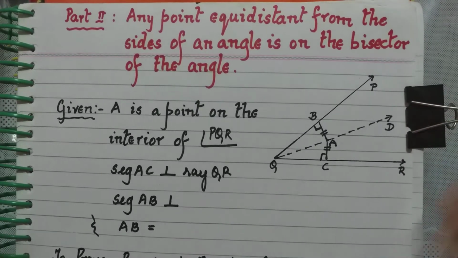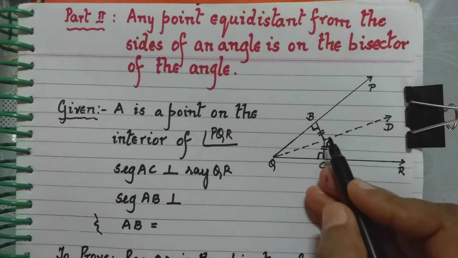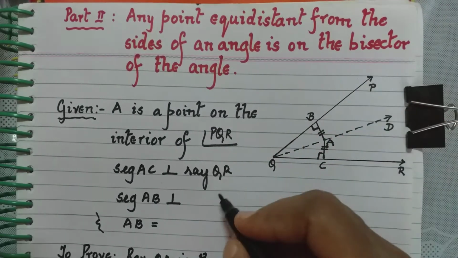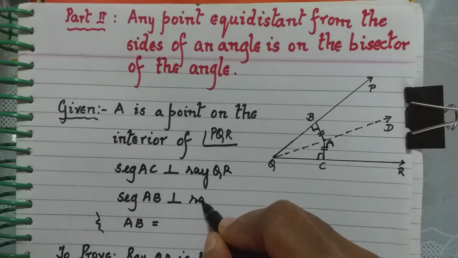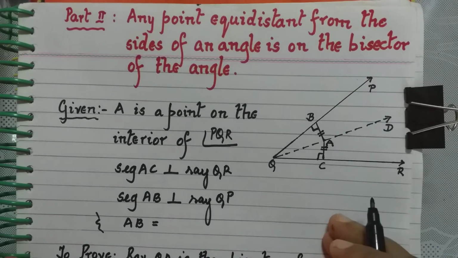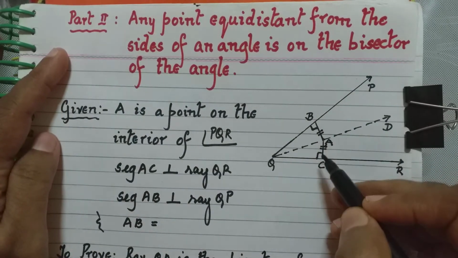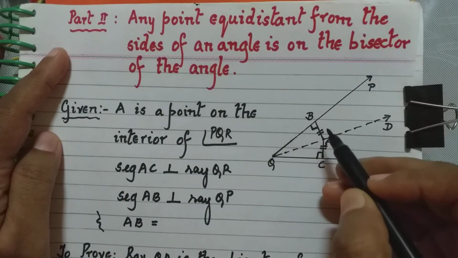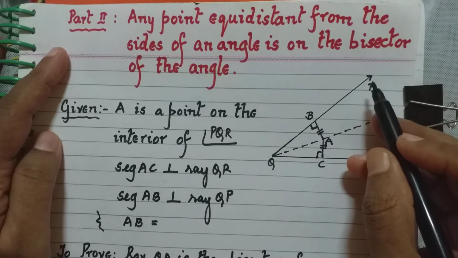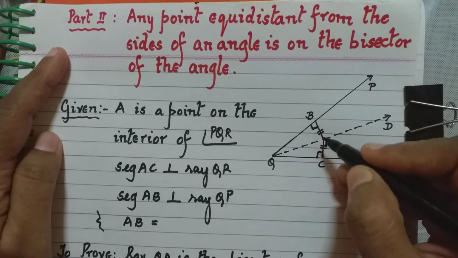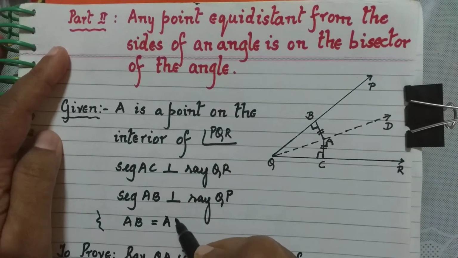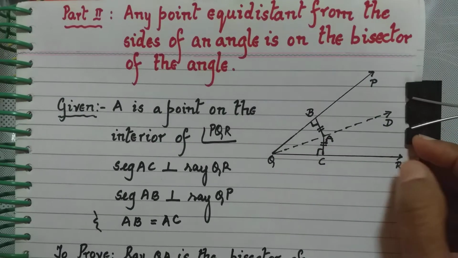You also have here segment AB. It is perpendicular to which ray? That is ray QP. So we write here ray QP. So segment AC is perpendicular to ray QR, segment AB is perpendicular to ray QP. Also they have given AB equal to AC. So we write here AB equal to AC.